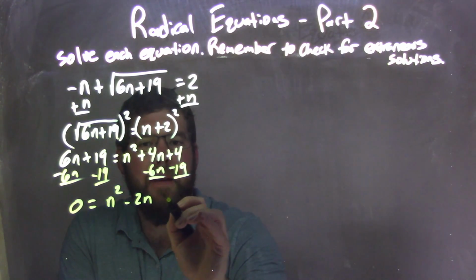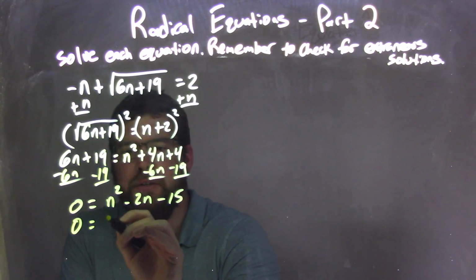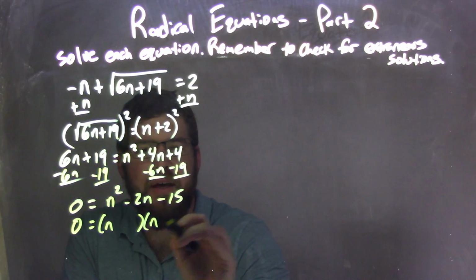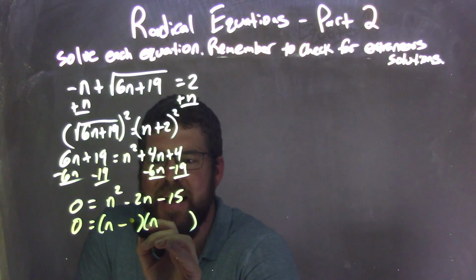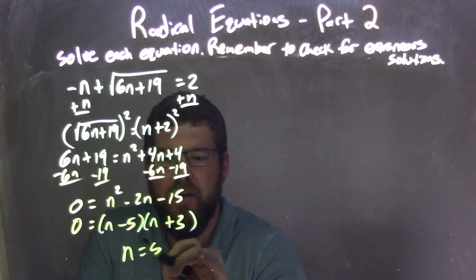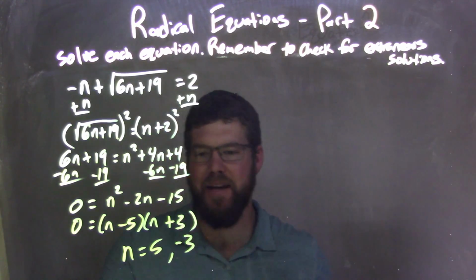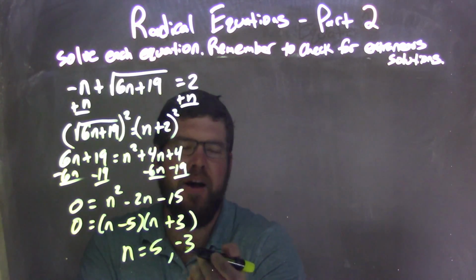minus 2n minus 15. So now when we factor here, we think: what two numbers multiply to be negative 15 but add to be negative 2? Excuse me, and that's a negative 5 and a positive 3. And so my two solutions here are positive 5 and negative 3. And now I need to check both of those, okay? So I set both parentheses equal to 0 and got 5 and negative 3.